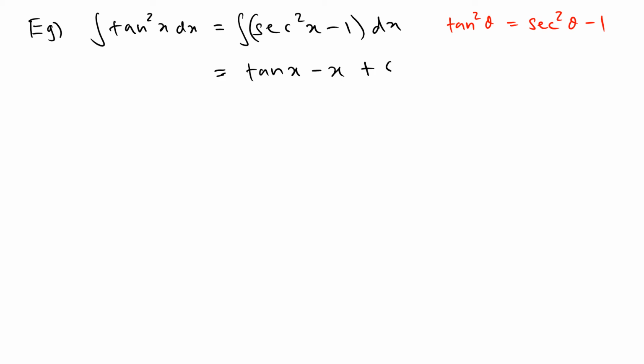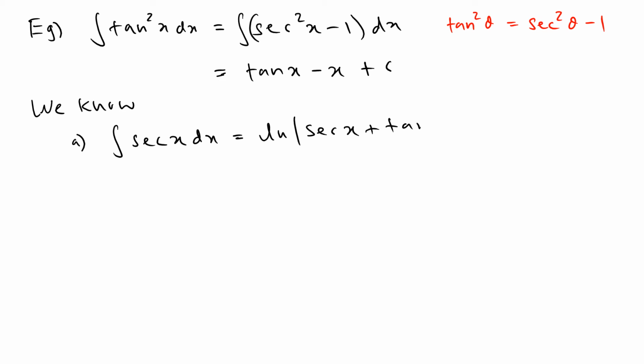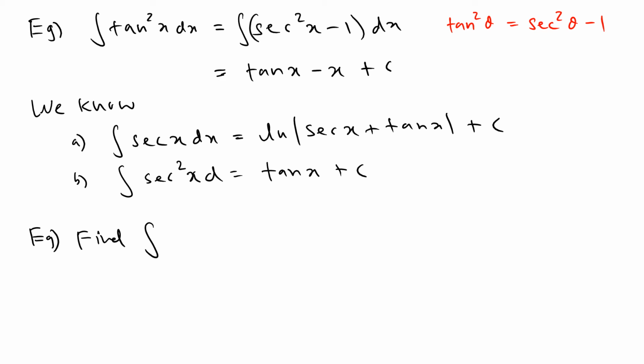So that's easy. Also, let's focus on these two formulas. The first one: we just proved that the integral of secant x dx is the natural log of secant x plus tan x. And we also know that the integral of secant squared x dx is simply tan x. So the question is, how about the next power: secant cubed x dx? We did the first power, the second power, and now it's the cube, the third power.